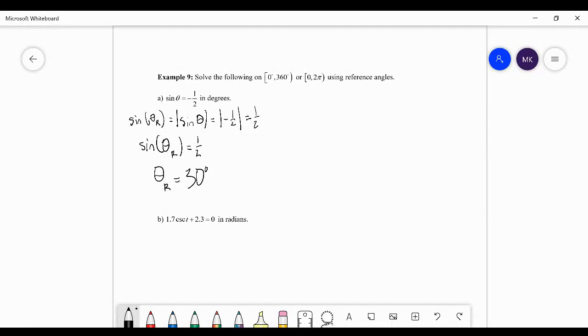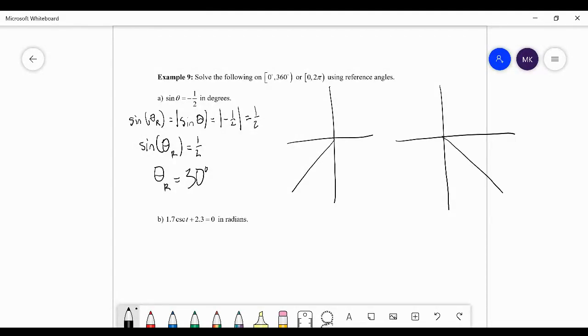Now, how do I know which angle, whether it's a positive one or a negative one? Well, what I know is that my sine was negative. And as I just wrote up on the unit circle, that only happens in the third and fourth quadrants. So that means I know this angle is either here or here. So I'm looking for this angle and this angle, because it's solve the following on 0 to 360. So we aren't looking at the negative angles or any of that stuff. And I know that for both of these, this measure is 30 degrees.